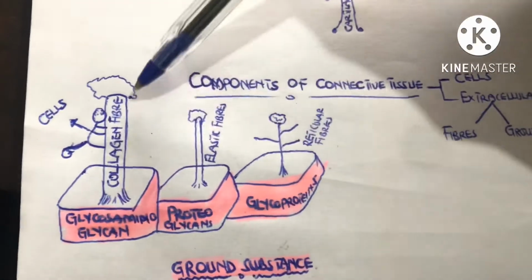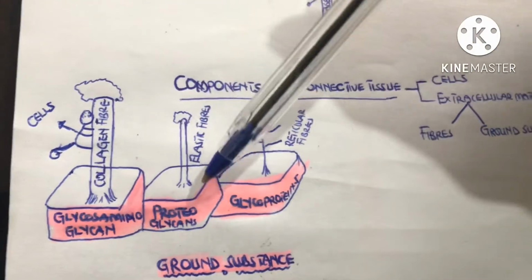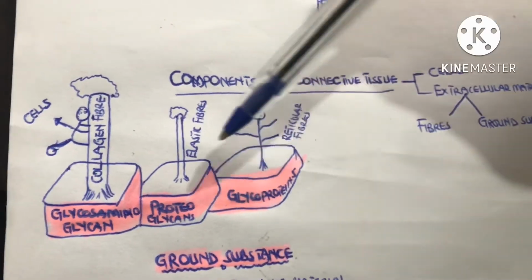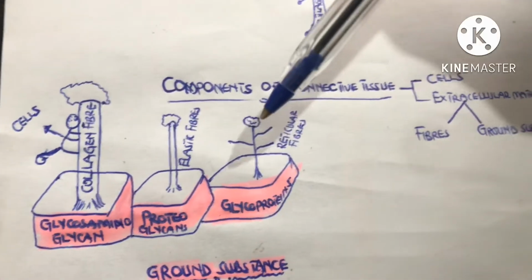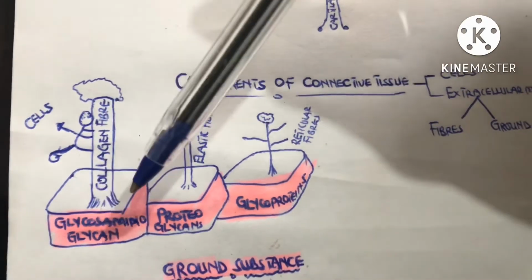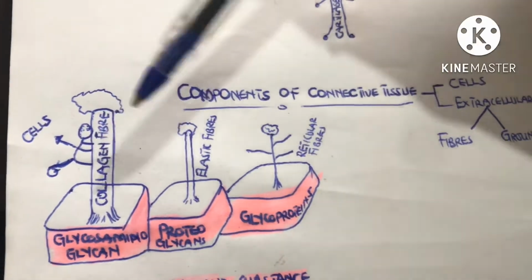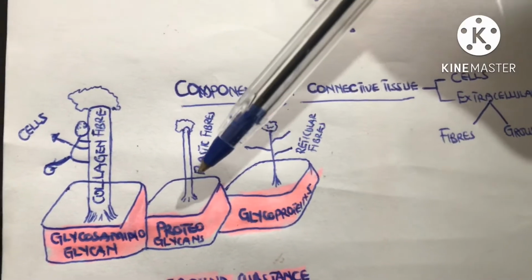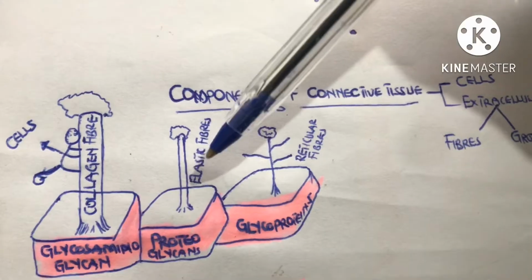And you see these trees here. Some are thick, some are thin, some are branched. You understand? So these represent what? The fibers. For the trees, we have this one which is very thick and unbranched. So this is the collagen fiber. You understand? And we have this one, it is thin and unbranched. So this is the elastic fiber.